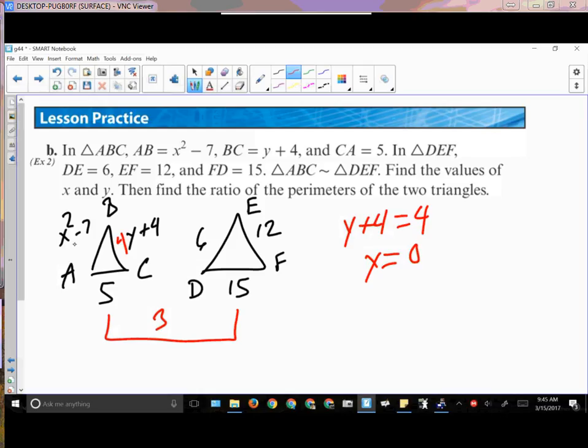What's this got to be over here then? 2. So that means that x squared minus 7 is equal to 2. Add 7 to both sides. X squared is equal to 9. So x is equal to what? 3.